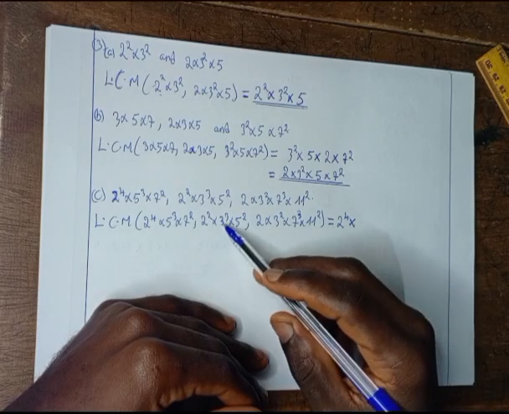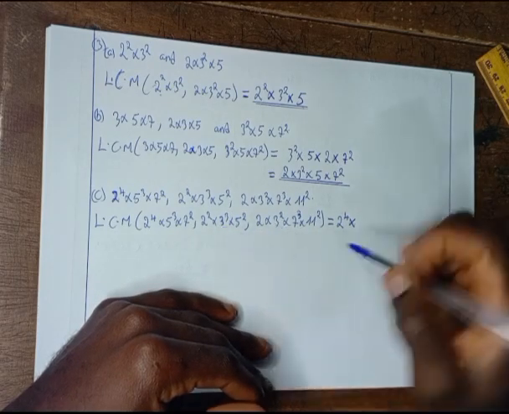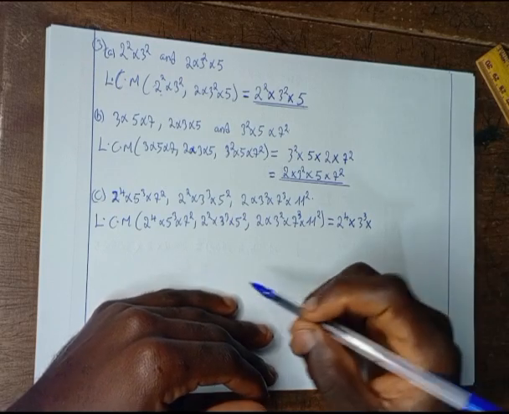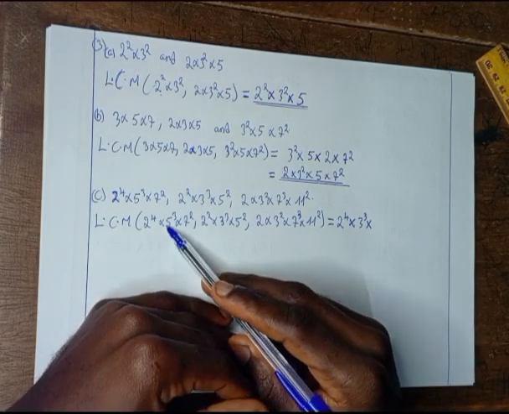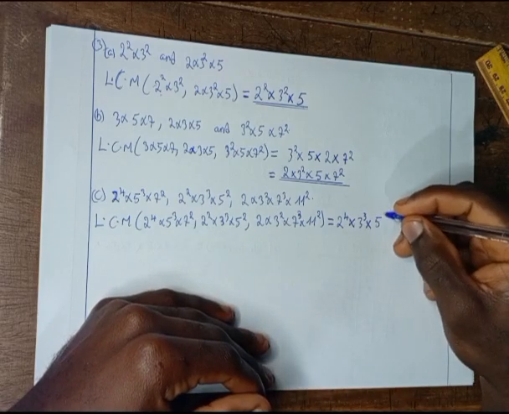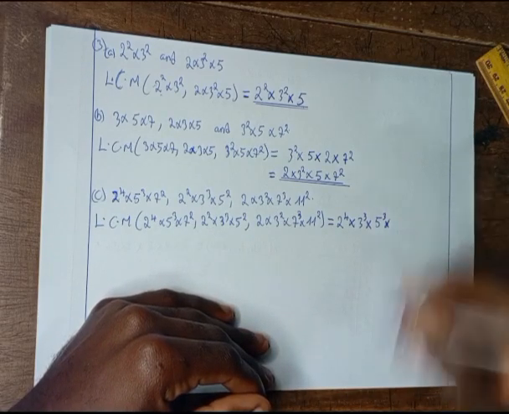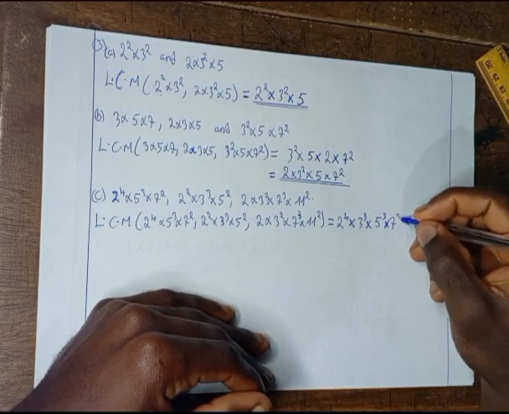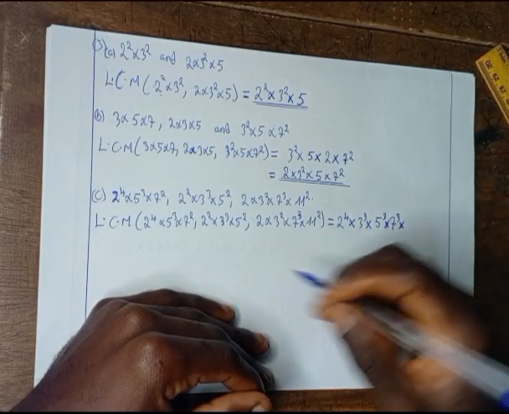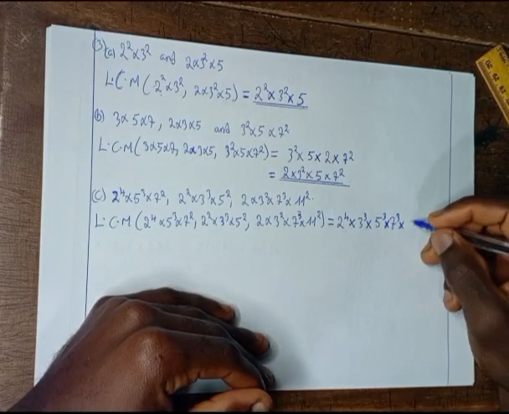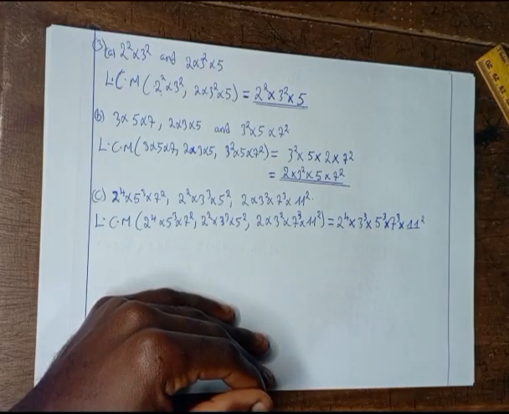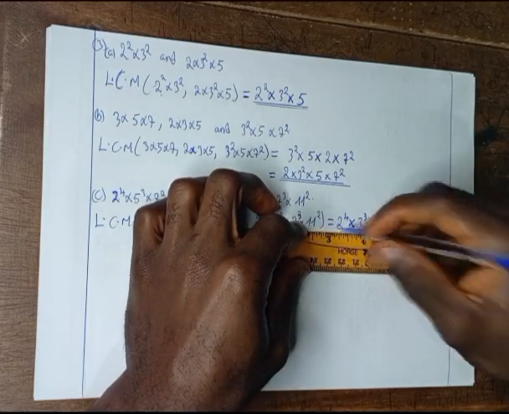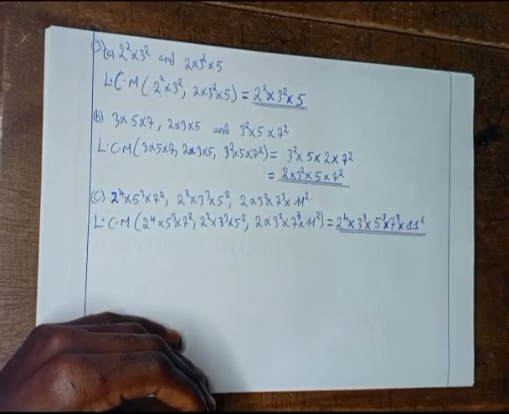So now let's move to 3. We are going to take 3 with the highest power, 3 raised to the power 3. Multiply by the next one, which is 5. We are going to take 5 with the highest power, which is 5 raised to the power 3. We multiply by the next one, which is 7 with the highest power, 7 raised to the power 3. We multiply by the next one, which is 11 raised to the power 2. So this is the LCM of the three numbers.